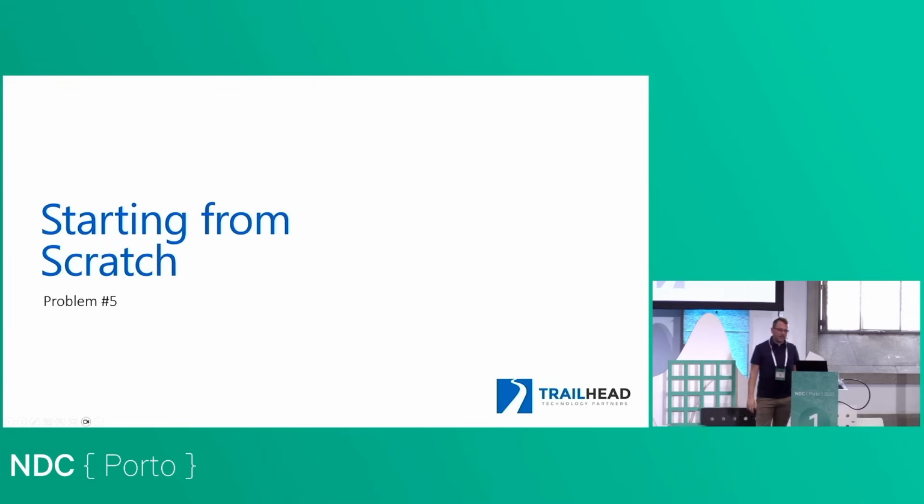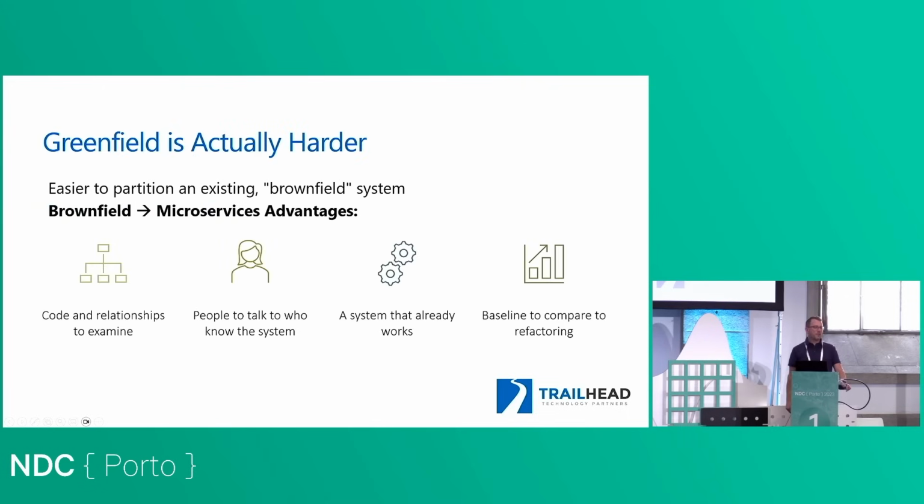The 5th problem that I see is a lot of people starting a greenfield project as microservices. Why is that a problem? Well, greenfield microservices is actually harder than brownfield microservices. If you're not familiar with those terms, greenfield basically means starting from scratch or starting a new project, and brownfield is migrating something existing. The reason why it's harder is 4 things.